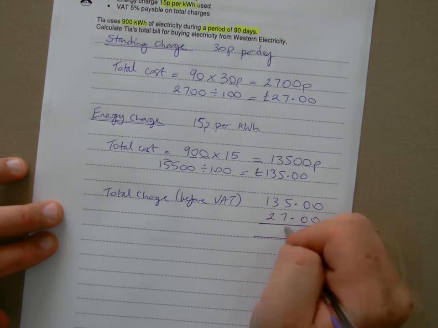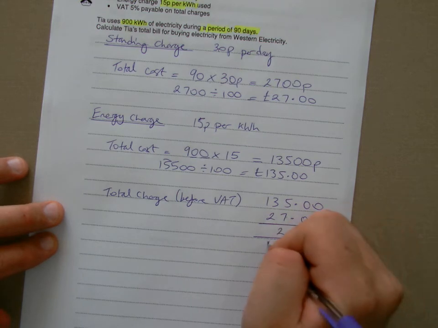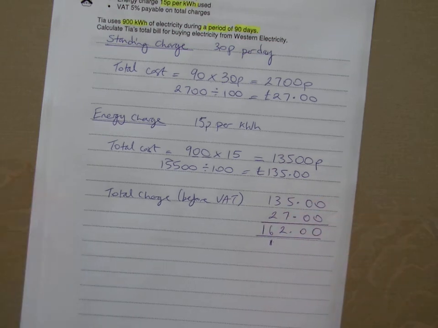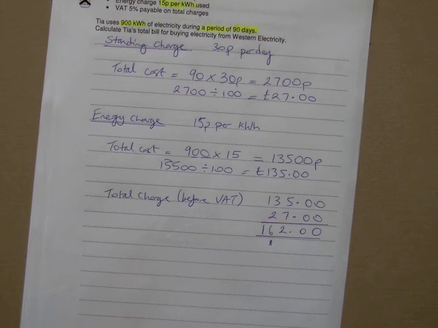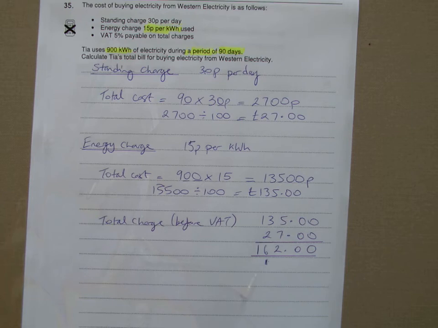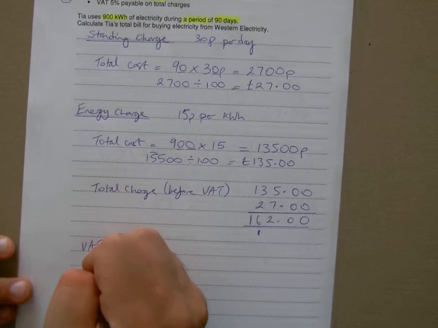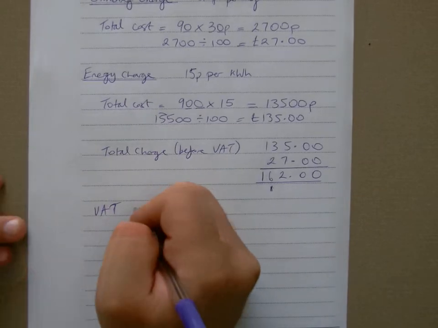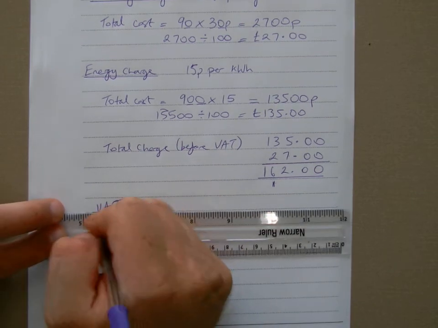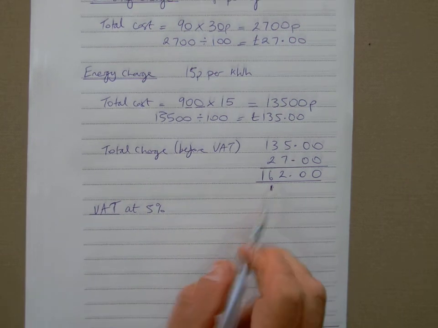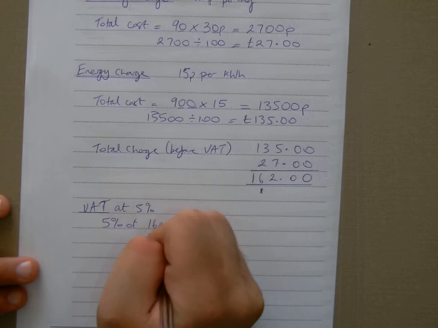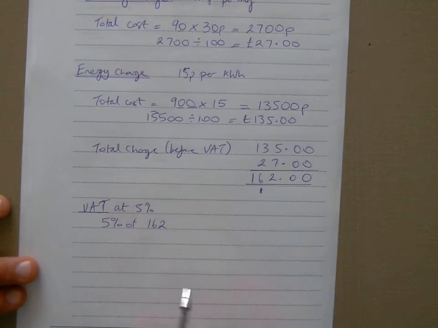5 and 7 is 12, so 2 carry 1. 3 and 2 is 5, plus the 1 is 6, and then the 1 there, £162. That's before VAT. Of course, then there is a VAT charge of 5%. So now for the VAT, we need to charge that at 5%. So we're going to do 5% of this. That's what we need to work out. £162. And how do we do that?